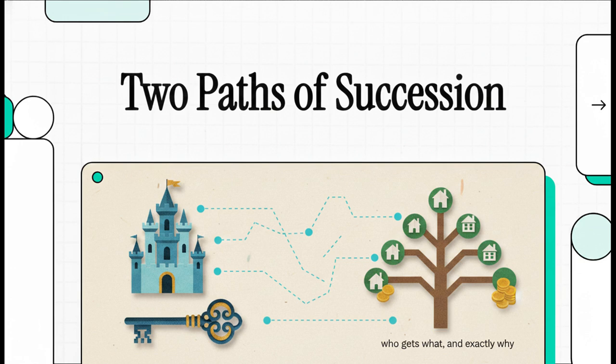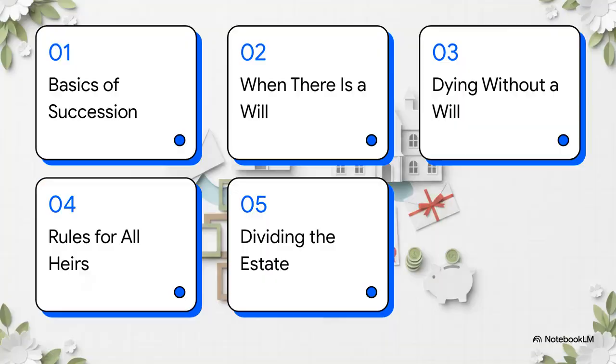We're translating strict legal codes into a super accessible guide. I am so thrilled to walk you through this incredible architecture of estate law, mapping out exactly who gets what and, more importantly, why. We've got a clear roadmap for today. We'll hit 1. The basics of succession. 2. When there is a will. 3. Dying without a will. 4. Rules for all heirs. And finally, 5. Dividing the estate.